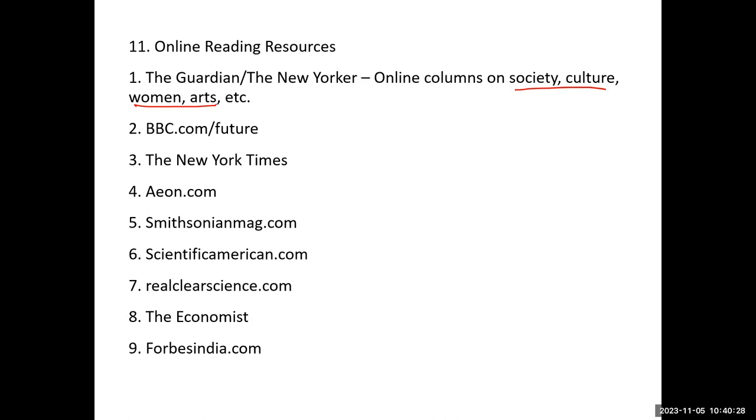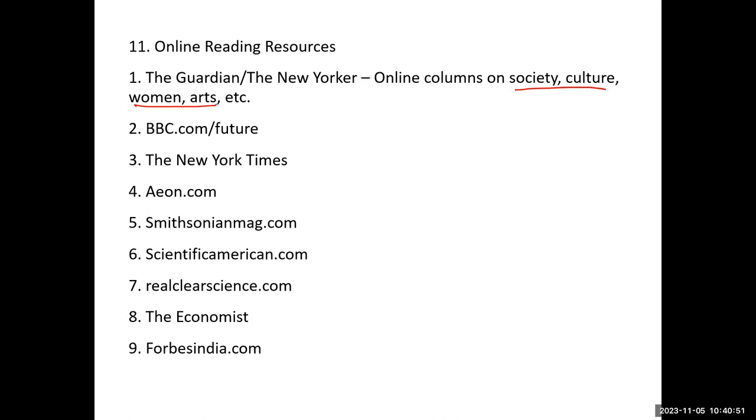Other resources are bbc.com/future, New York Times, aeon.com, smithsonianmag.com, scientificamerican.com, realclearscience.com, The Economist, Forbes or ForbesIndia.com. Both will do. These are some online resources.